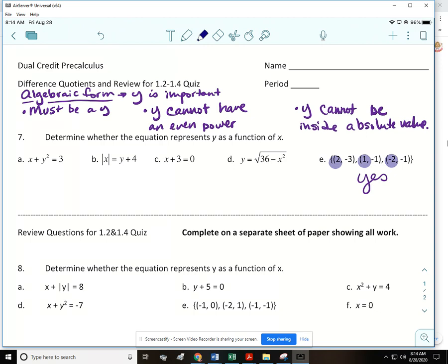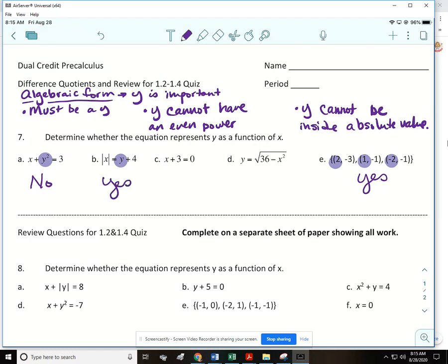what's important when it's in algebraic form is the y. So we're going to find the y. And that y has an even power. So because the y has an even power, this is not a function. All right. Then for B, we're going to do the same thing. We're going to find the y. And the y doesn't have an even power. The y is not inside absolute value, so this is perfectly fine.